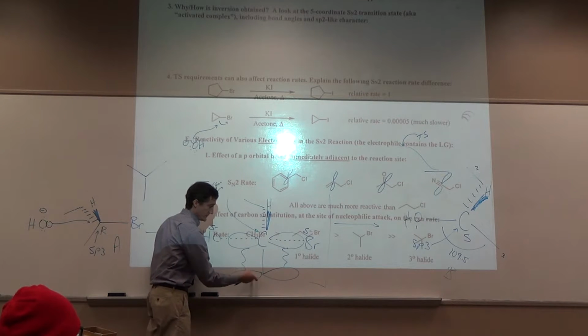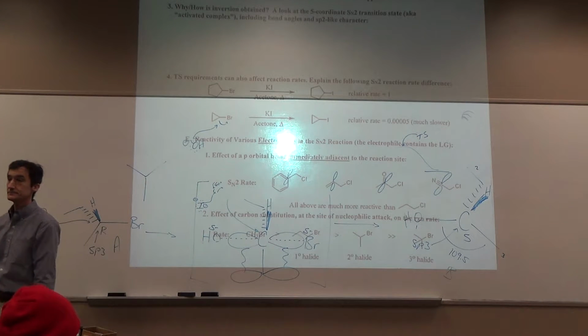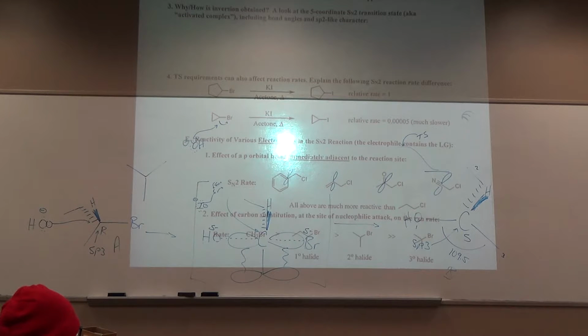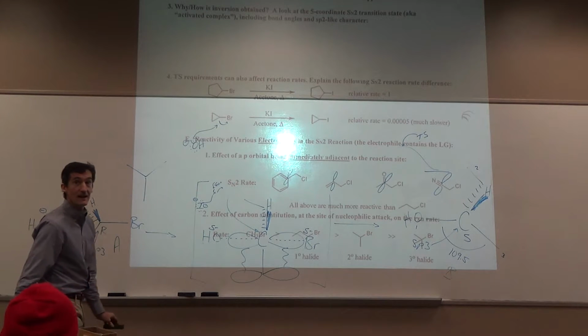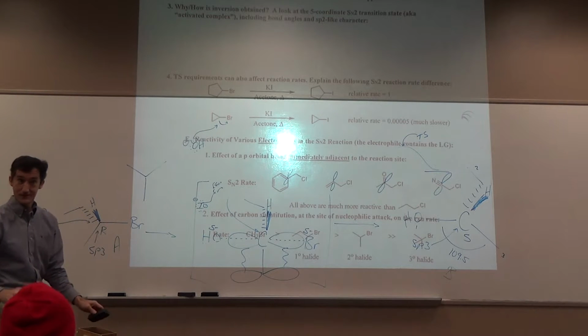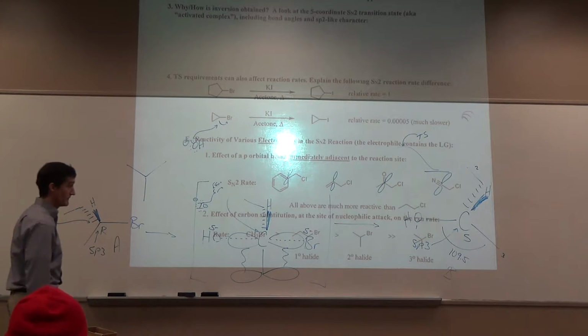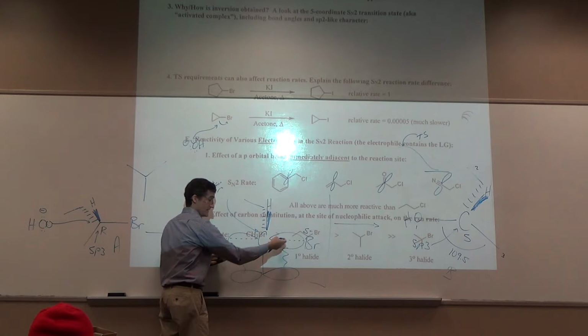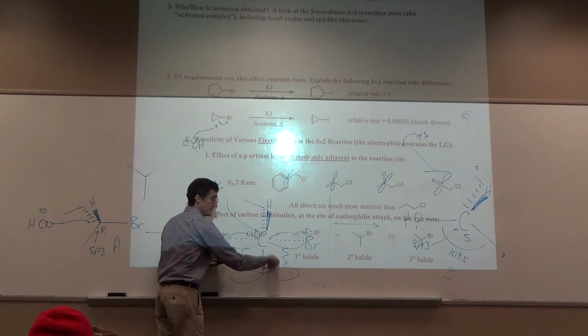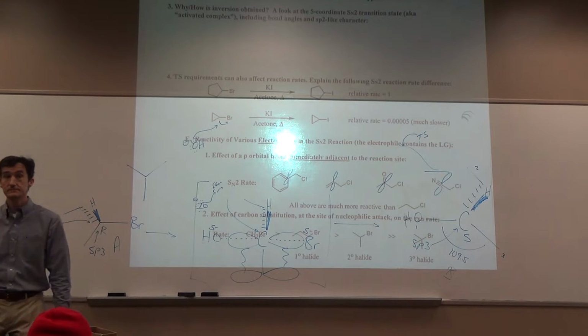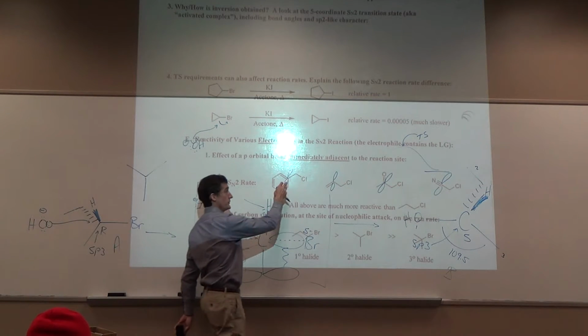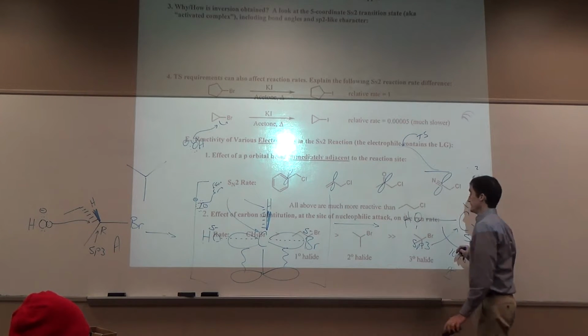What do you have here, what does that look like? P orbital overlap? Is p orbital overlap a good thing? What's the general term for a lot of p orbital overlap? Conjugation or resonance? Yeah. This is like a p orbital in here, and the p orbital next door will stabilize the transition state. That's why all of these react very fast in SN2.